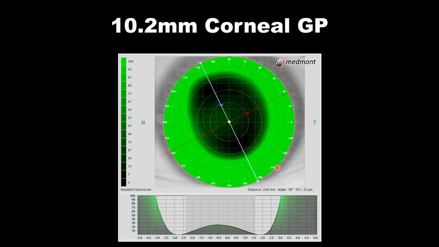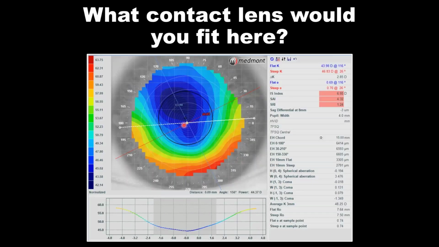So this patient has no hope of being fit with a regular geometry GP lens, a lens that's steepest in the center, flattest toward the periphery. We need the complete reverse. This cornea is flat in the center, steep in the periphery. We need more of an orthok-like construction. Not orthok, but a reverse geometry lens where it's flat across the center, steep in the mid-periphery.